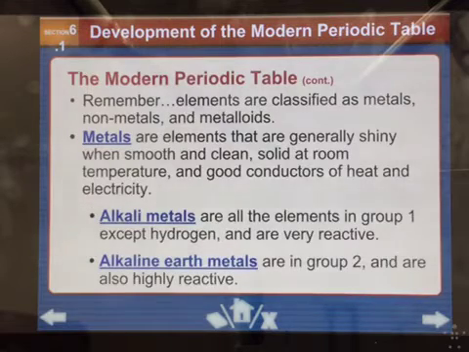Our other special group is the alkaline earth metals in group 2A. They are also very reactive, but not as much so as group 1. They get their name because alkaline is another word for a base, as in acid and base. So when you put these metals in water, they actually produce a basic solution.